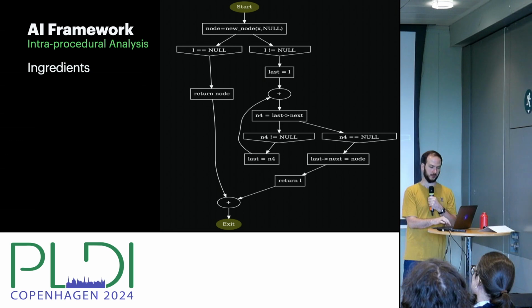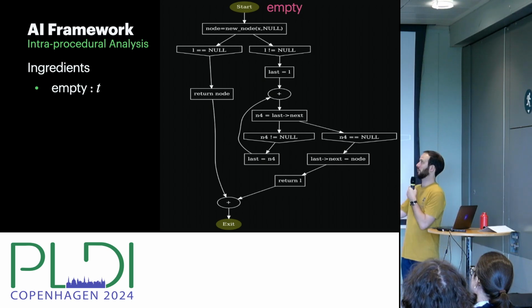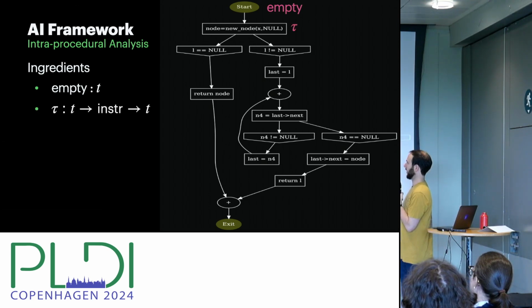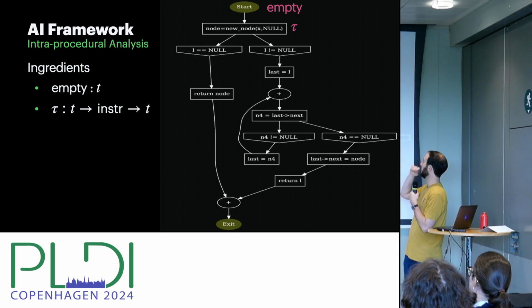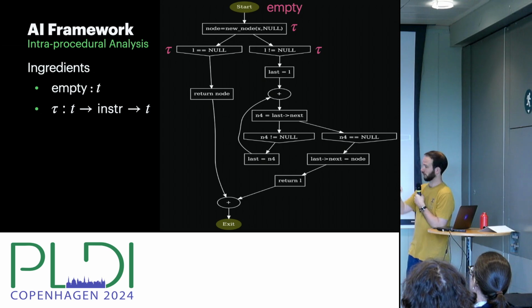What you need to provide is just a few ingredients. First of all, you have to describe what your abstract domain is, so we know what we're computing. In particular, you give it the empty element of your domain, and then the AI framework will start the analysis at the start node with the empty state. The main piece after that are transfer functions, so how each instruction in SIL affects the abstract state, basically symbolically executing an instruction on an abstract state gives you another abstract state. The AI framework will use this transfer function to propagate the state from node to node. We'll explore the graph this way.